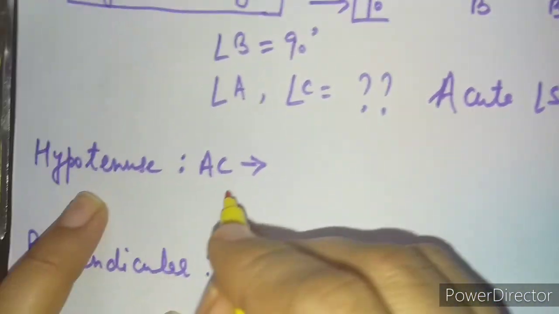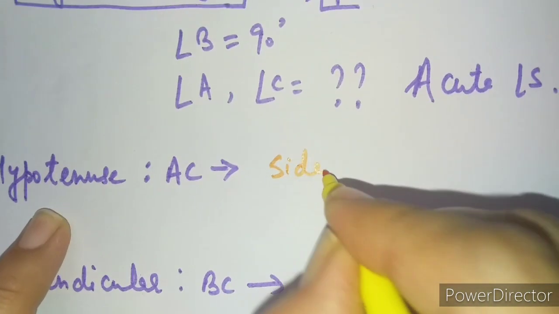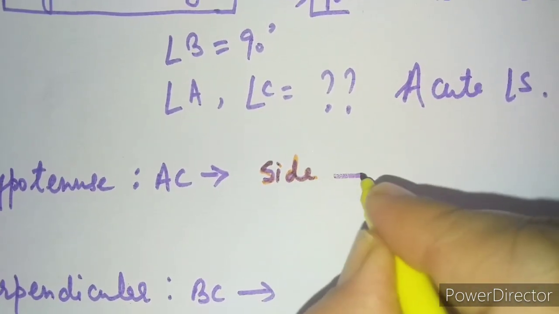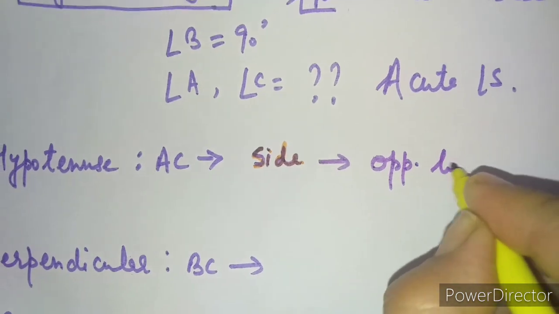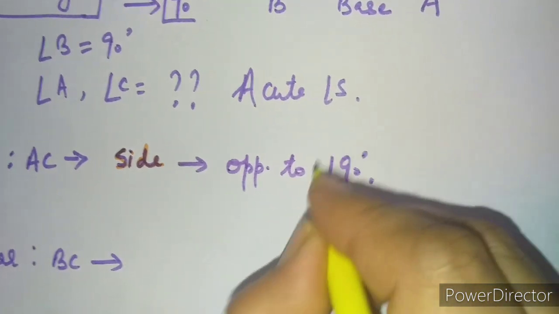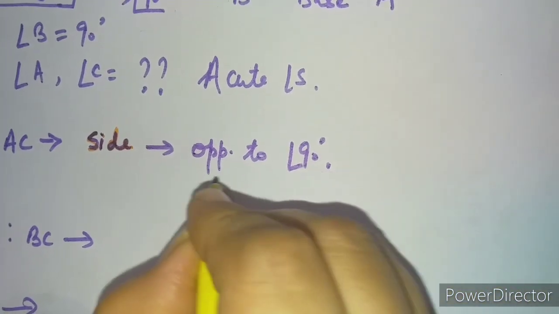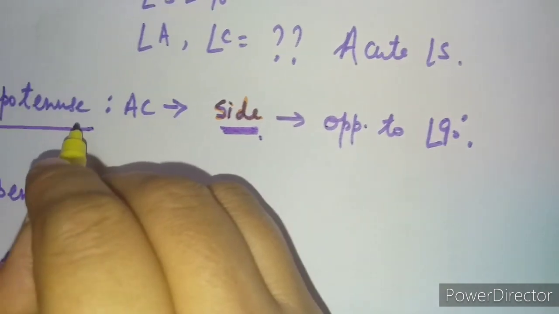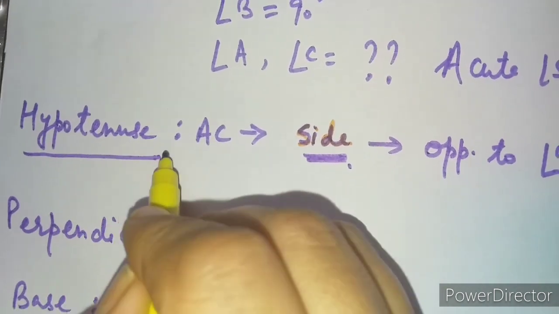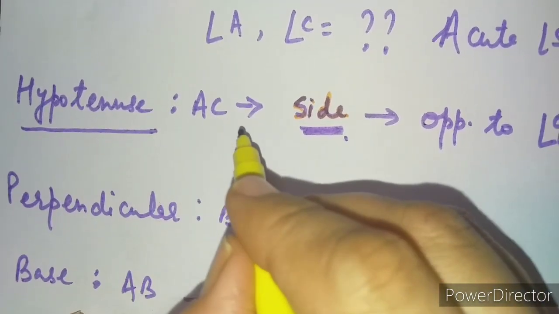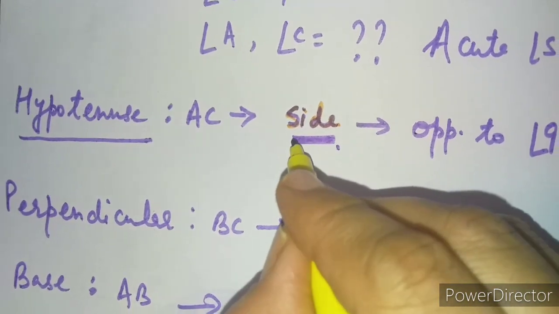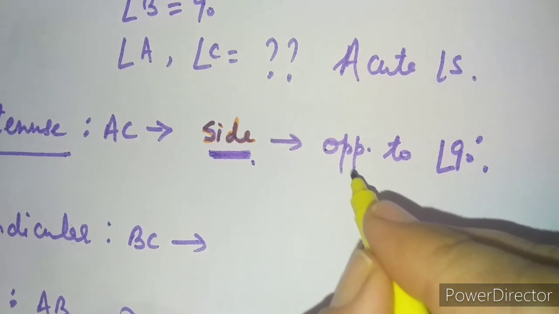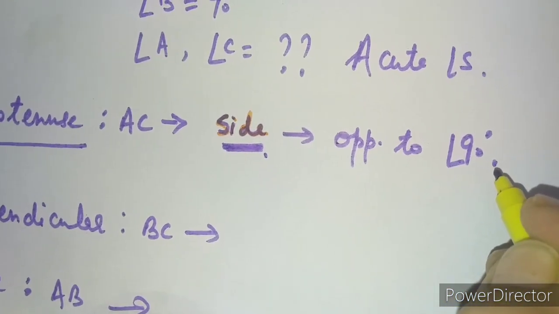So the hypotenuse AC is the side. Remember, it is the name of a side only. The hypotenuse is the side which is opposite to the angle of 90 degrees. The angle of 90 degrees will be the angle there, but we have to see the side. Hypotenuse is the name of a side only, and see what the pronunciation is: hypotenuse. You should see the spelling properly. This is AC, and it is nothing else but the name of a side, the side which is opposite to the angle of 90 degrees in the given figure.